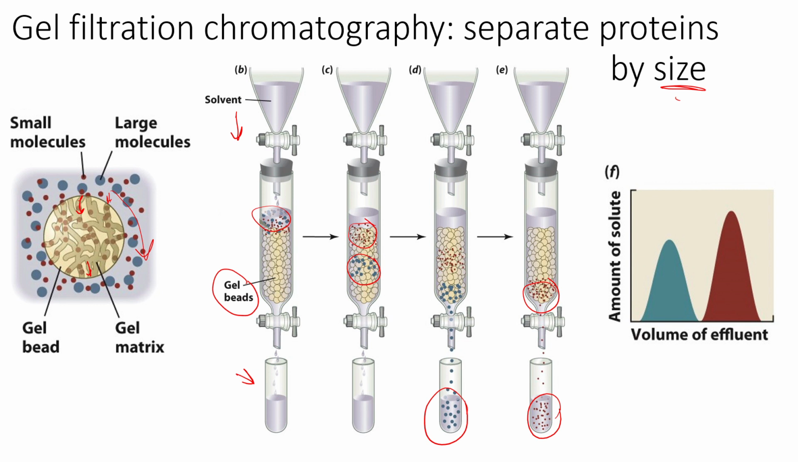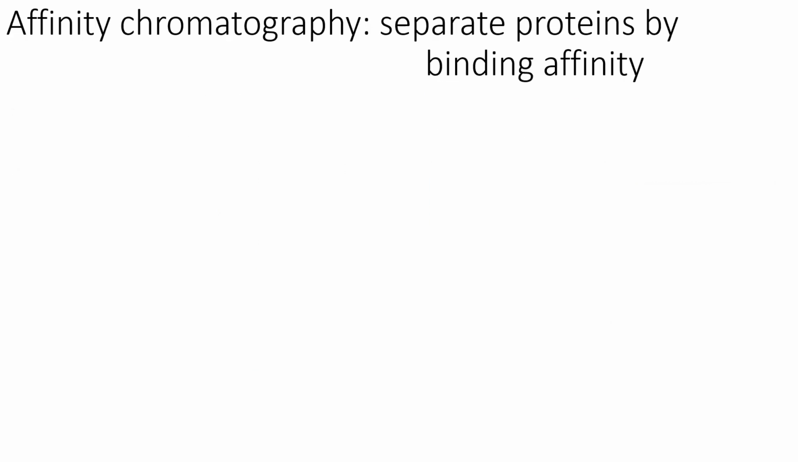And there are different types of gel filtration resin that are most effective at separating certain sizes of proteins. So when you purchase gel filtration resin, you'll often see a number on it that indicates what size proteins it's really good at separating from each other, depending on the size of the beads and the size of the gel matrix that's in the beads. So that brings us to our third type of chromatography, which is affinity chromatography.